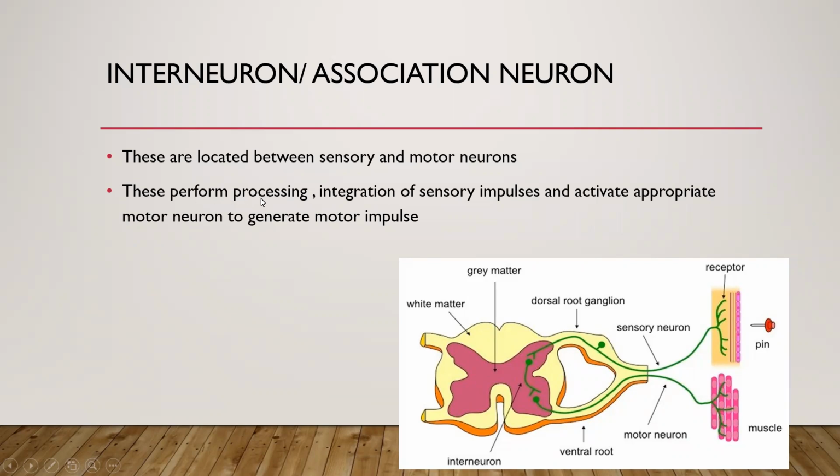These perform processing. Processing means what? You can see that most of the functions, just like learning and memory, are all controlled by the interneurons. And also integration of sensory impulses. Integration means what? Integration means it helps in processing.